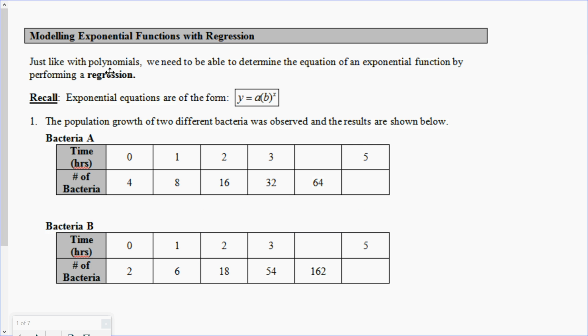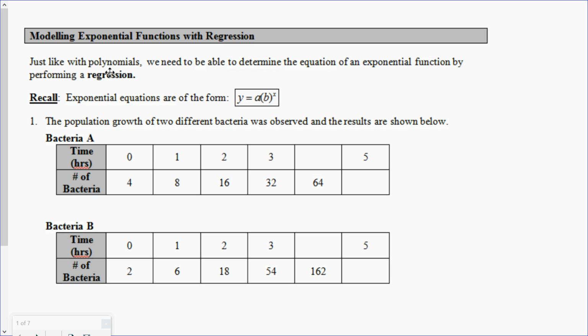This relates back to what you would have seen yesterday, looking at the different values of an exponential graph and how changing them changes the shape of the graph. Just like with polynomials, we need to be able to determine the equation of an exponential function by performing a regression. We did regressions in polynomials and in sinusoidal functions, same thing. So we're going to do L1, L2, and when we get to the regression screen, we choose EXP REG. It's the same thing that we've done a whole bunch of times.